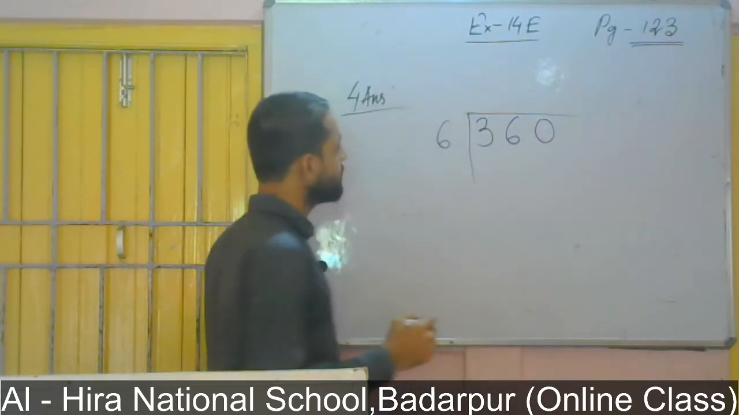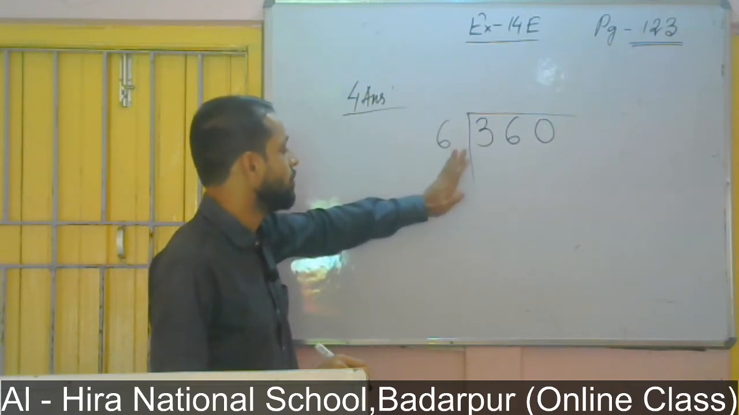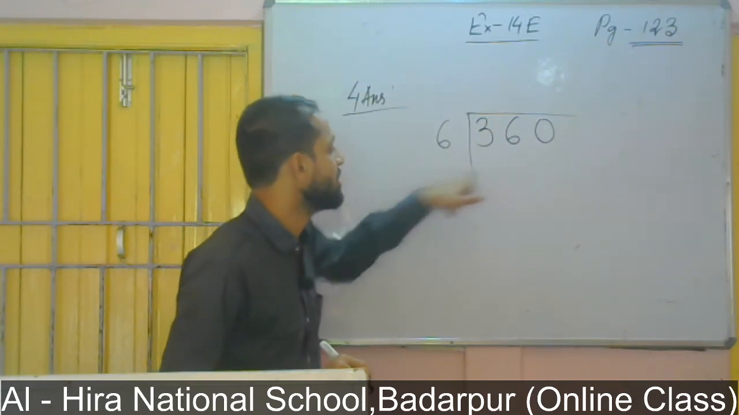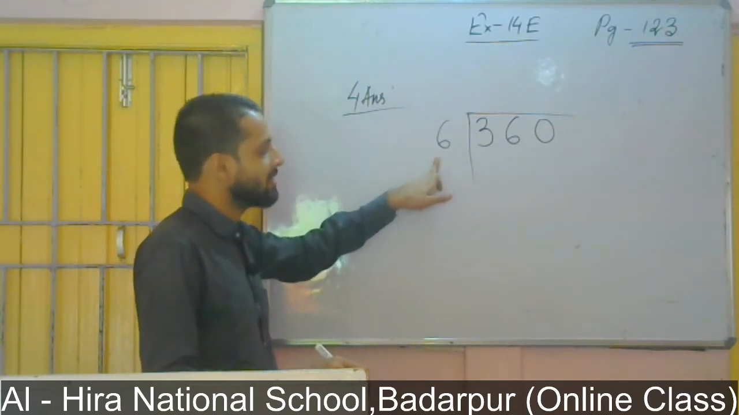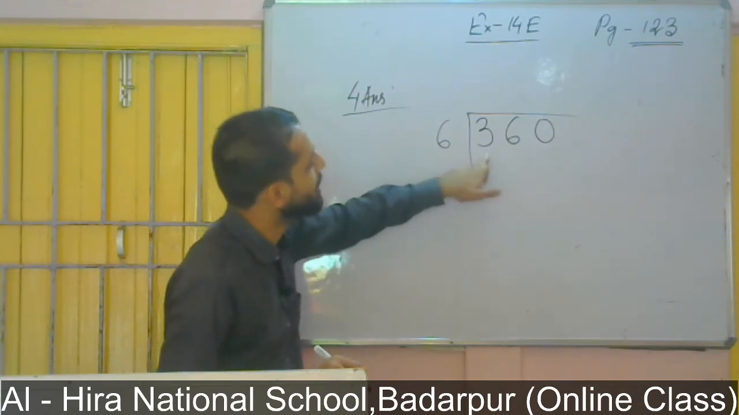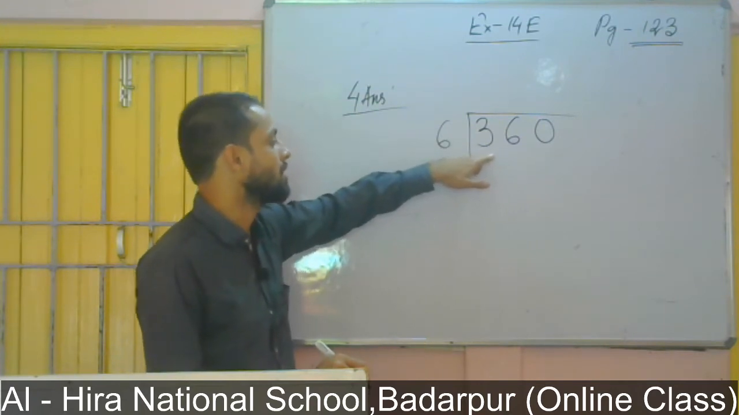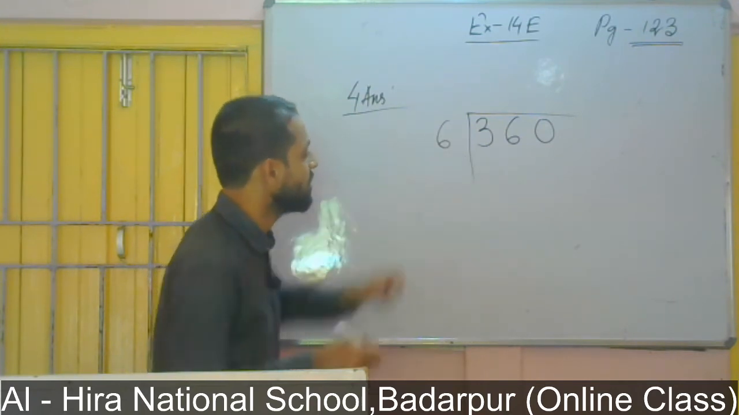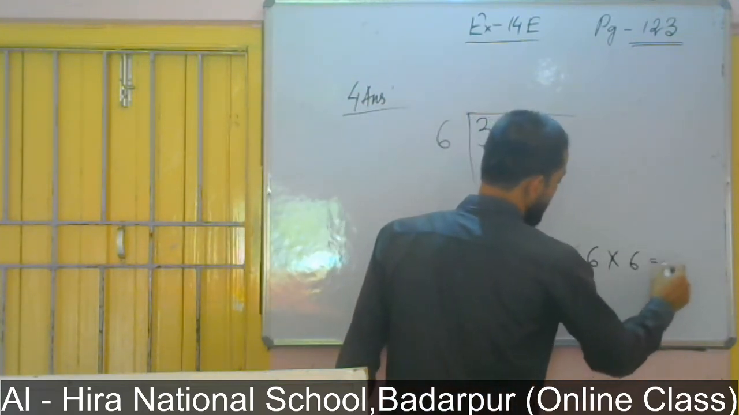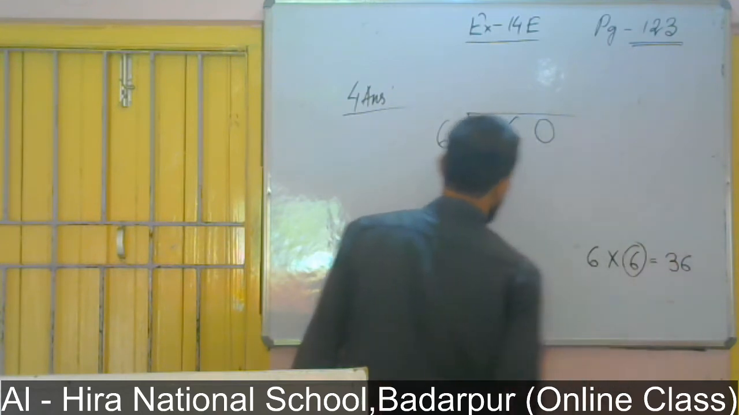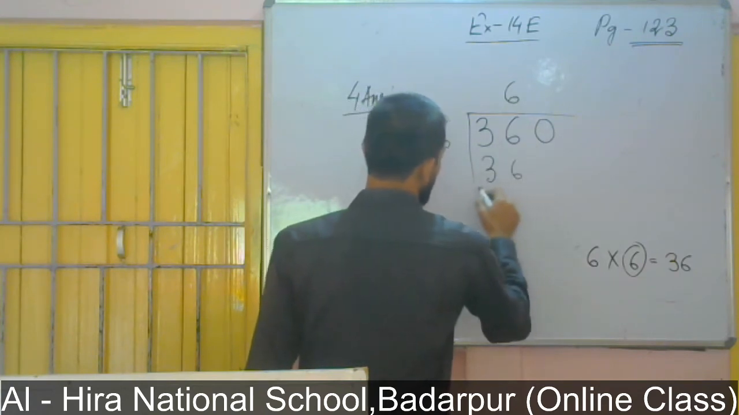So we have to start, first of all we have to divide 3 by 6, then 6 by 6, then 0 by 6. Here we can see the digit 3 is smaller than 6. That means we cannot divide 3 by 6. So we have to take these two numbers at a time. That means it will become 36. We know that in the 6 multiplication table 36 is there. 6 multiplied by 6 equals 36. So here we are going to write 6. 6 6s are 36. Okay.